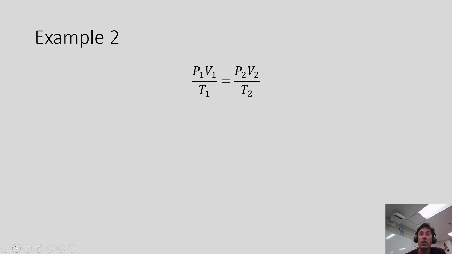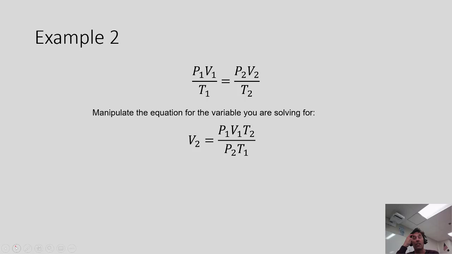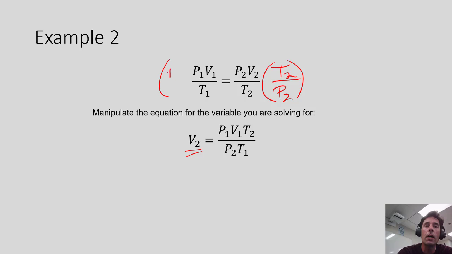In this particular one, we are using all of the variables, but what we're solving for is V2. So what I did is algebra. For those of you who don't know what that is, in order to get V2 by itself, I took T2 and P2 and multiplied them on both sides to get good old V2 by itself. So if you look, cancels, cancels, cancels, cancels, V2 by itself. That's what we get.